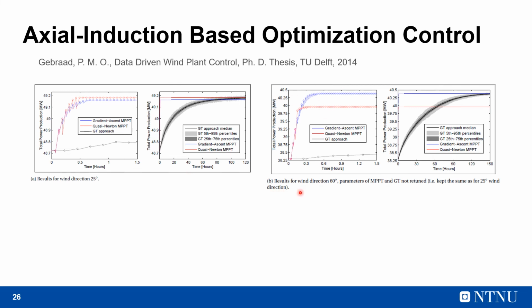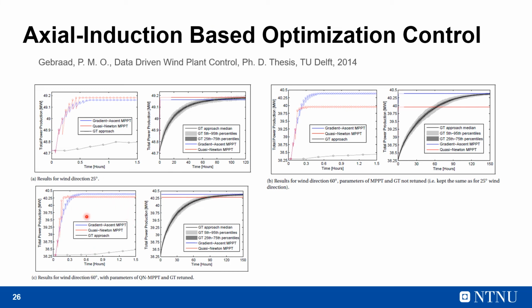Again, for the wind direction, which is inclined at 60 degrees, without retuning the parameters of the MPPT and GT algorithms, we see that again the behavior is almost the same. The MPPT algorithms perform better in the short term, while the GT algorithm converges to the planned maximum. Again, we note that for the GT approach, results from 100 experiments are plotted to show the effect of the randomization.